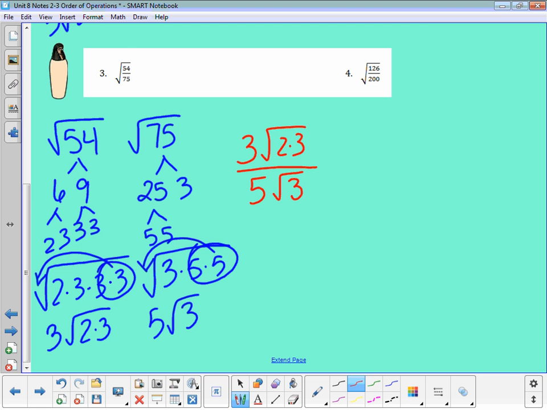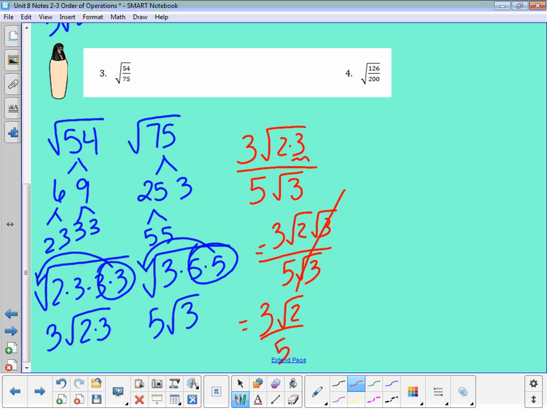Now remember what I just said, we cannot have radicals on the bottom, which means I need to cancel something out. Well, I notice that there's a radical 3 in this one. So this really is the same as 3 times radical 2 times radical 3 over 5 radical 3. So I can cancel those out, and I'm left with 3 radical 2 over 5. Again, you don't want to have a radical in the denominator, so that took care of that. And all of these should simplify out.